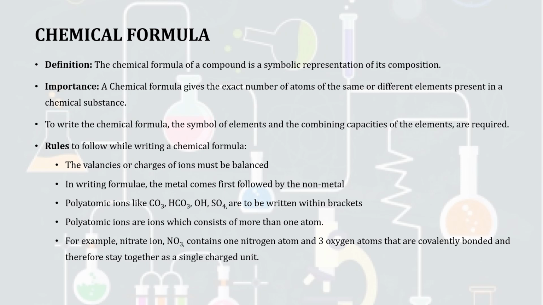Rules to follow while writing a chemical formula are: the valencies or charges of ions must be balanced. In writing formula, the metal comes first, followed by the non-metal. Polyatomic ions like carbonate, bicarbonate, hydroxide, sulfate are to be written within brackets. What are polyatomic ions? Polyatomic ions are ions which consist of more than one atom. For example, nitrate ion NO3 contains one nitrogen atom and three oxygen atoms that are covalently bonded and therefore stay together as a single charged unit.